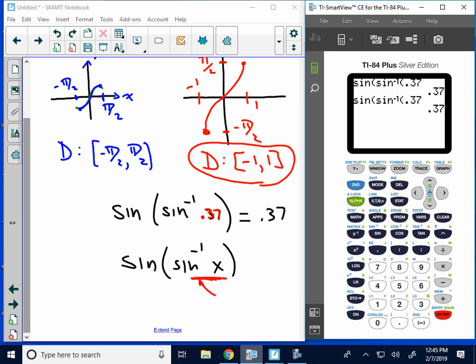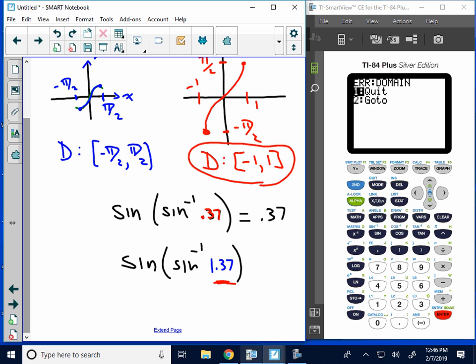On the other hand, if I put in a number that's not between negative 1 and 1, suppose I say, what is the sine of the sine inverse of 1.37? I should suspect now that this is going to cause problems, right? So let's see, what is the sine of the sine inverse of 1.37? And I hit enter, and it says, sorry, you can't do that. This is not allowed. This number is not in the domain of the sine inverse function. So this is undefined.